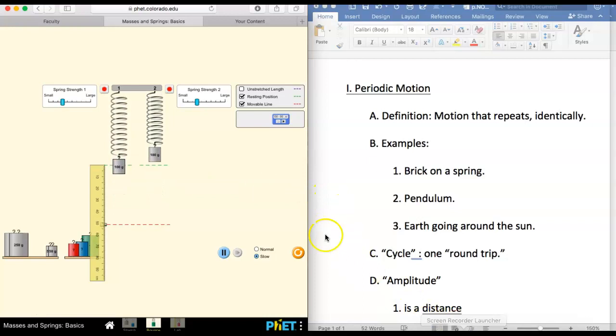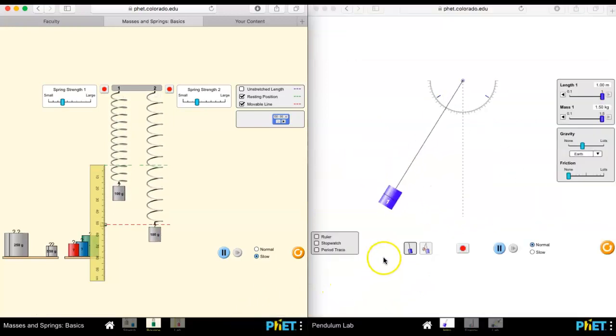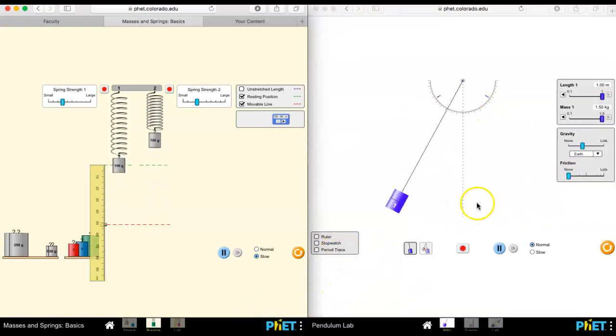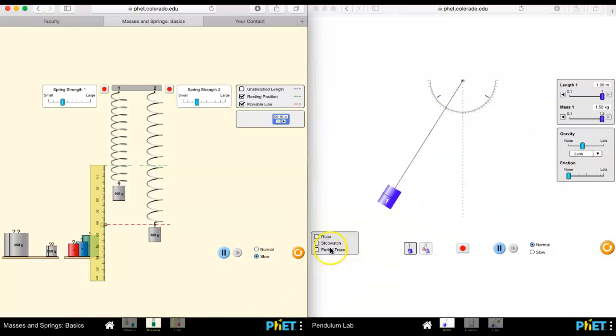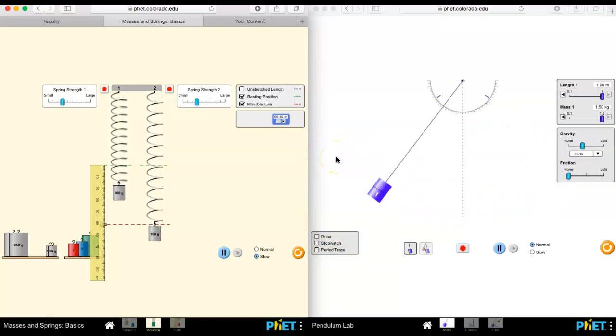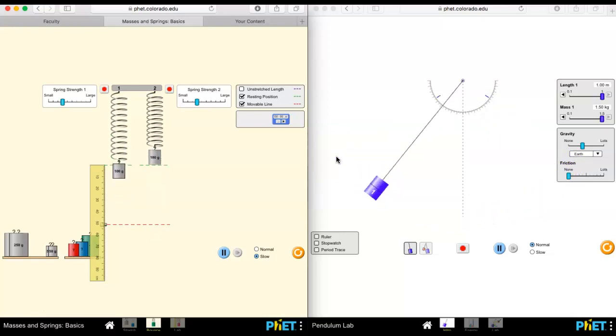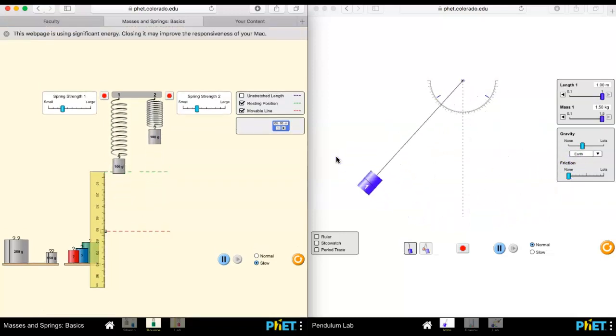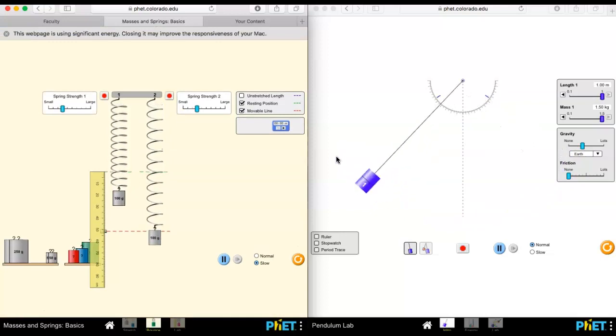Okay? Let's look at this for the pendulum. In one of the options for the pendulum lab, you can do what's called a period trace. And I'll get to that in a second. That will help you see what a cycle is. But let's do one cycle for the pendulum. Okay, so start, end. That's one complete cycle. Away and back, one complete round trip.